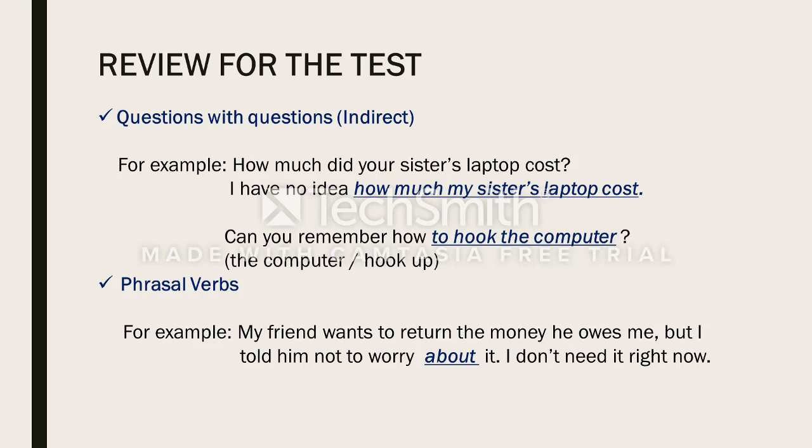At the end, the sentence once again, my friend wants to return the money he owes me, but I told him not to worry about it. I don't need it right now. Okay, so guys, these are the things that you have to take into account for the test. I hope it's clear. Practice.